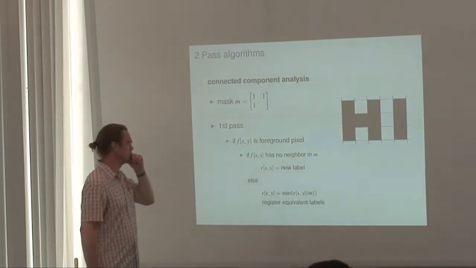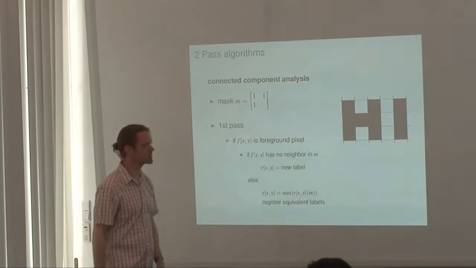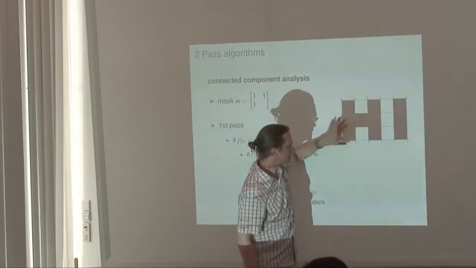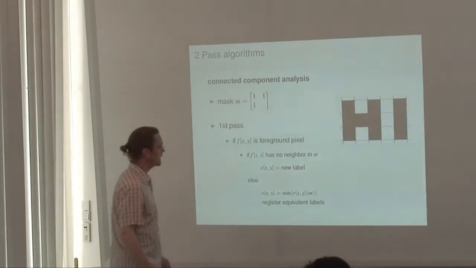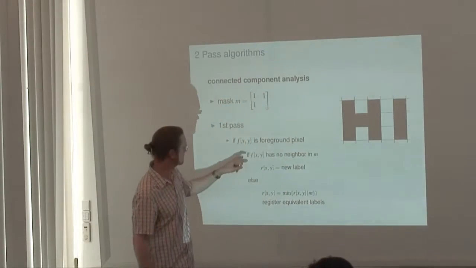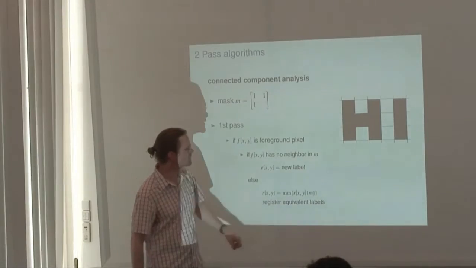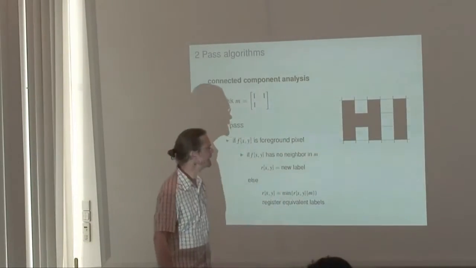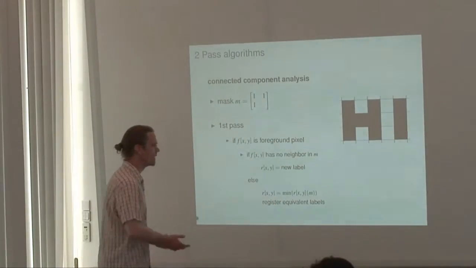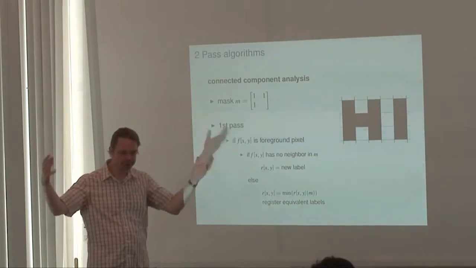Now here's how this goes. We iterate over the image in a first pass, two-pass algorithm, from the upper left, row-wise, to the lower right, and check if the pixel we are currently examining is a foreground pixel. In our case, the foreground pixels are black. So if this is the case, and the pixels to the upper left have no neighbor in M, which is to say, are background pixels.